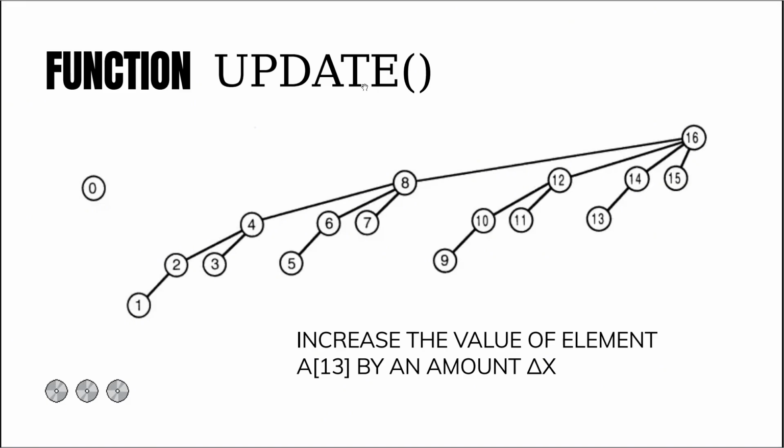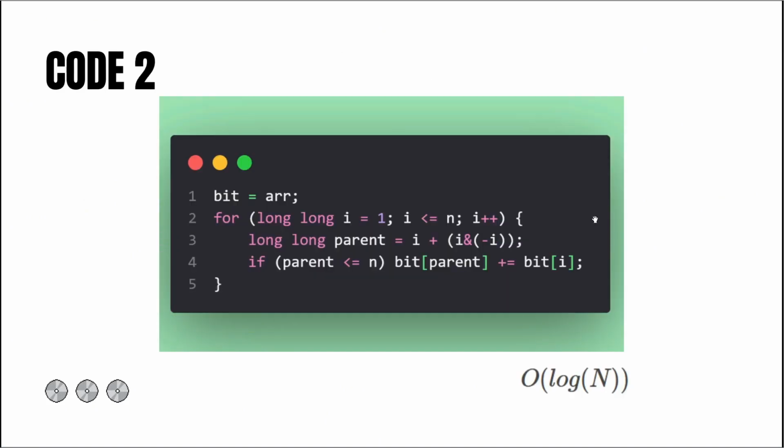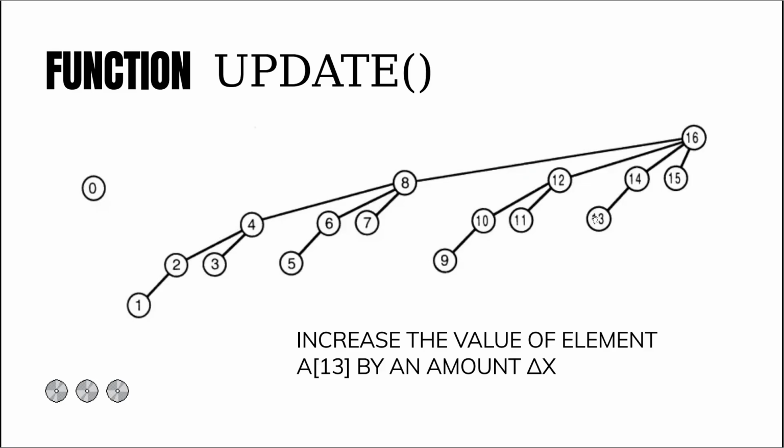Now the update function. What does the update function do? When we increase a value, for example A13, we increase A13 by some amount. The bits that contain A13 are affected. So we need to update not only that position, but also every segment that includes it.